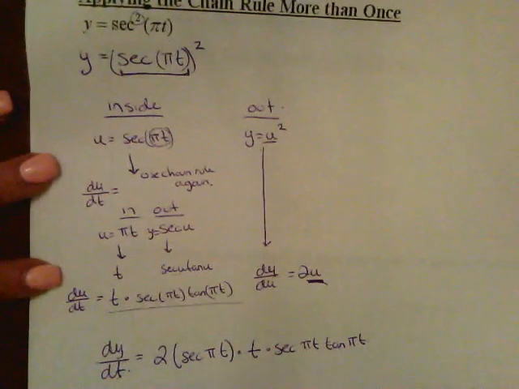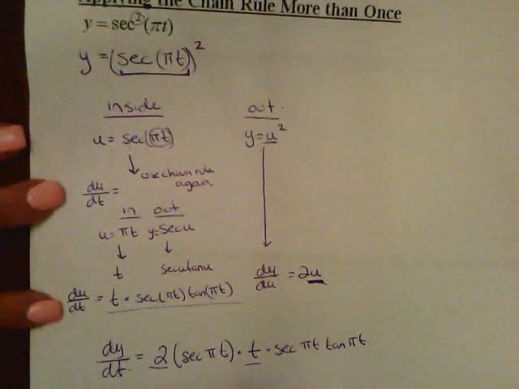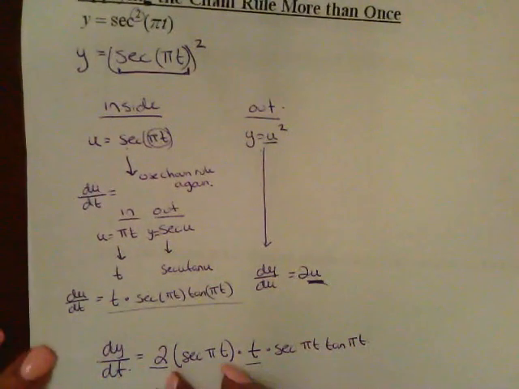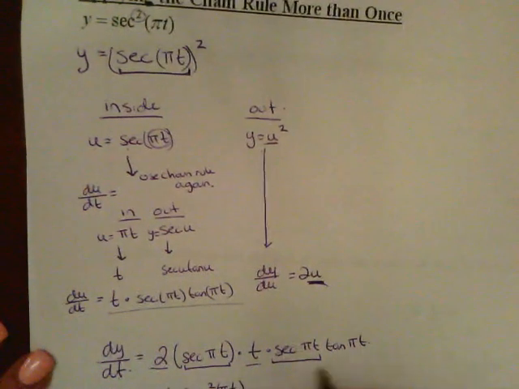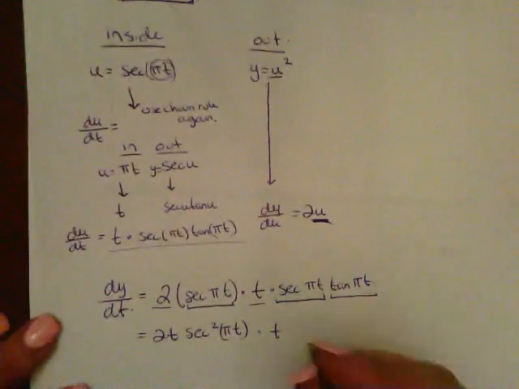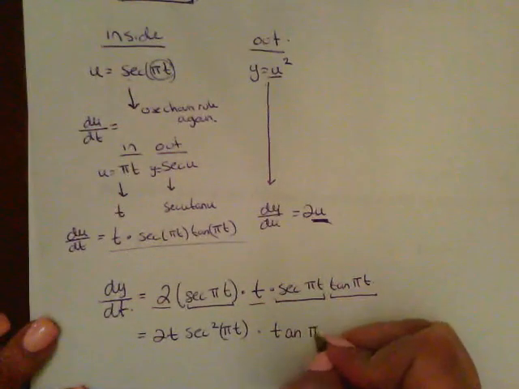Now you can just clean this up a little bit by basically putting together the 2 and the pi. The secant of pi t's, since everything's being multiplied, you can call secant squared of pi t. And then the last part is times tan of pi t.